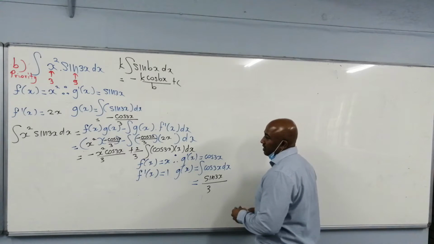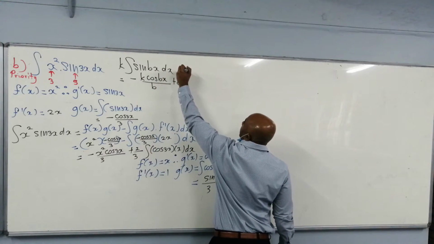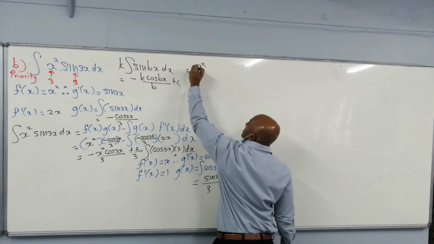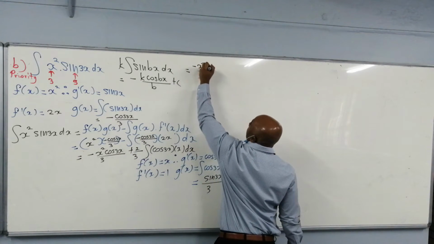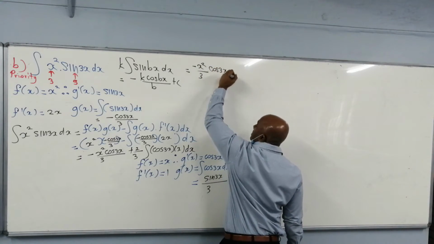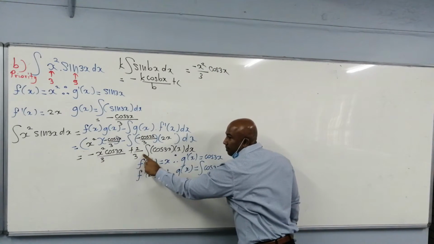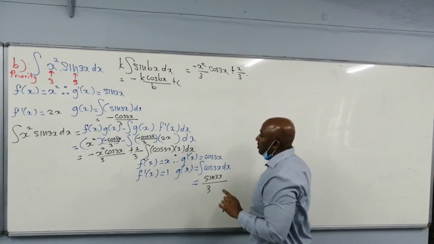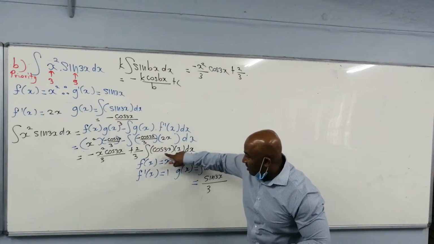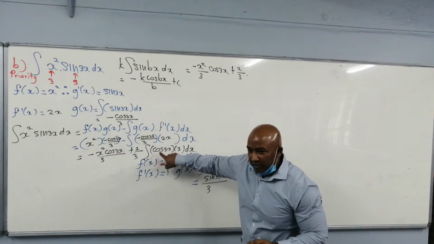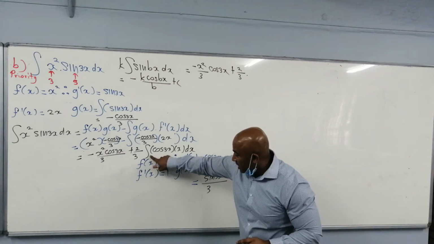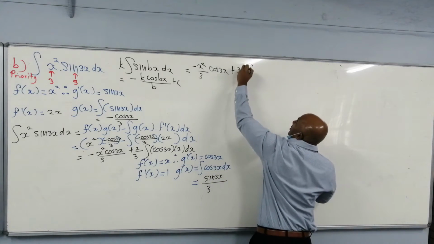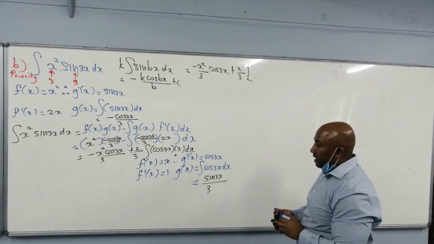So let's write that down. Therefore, now I'm copying all this down here. That's minus x squared over 3 cos 3x, so that's this part here, plus 2 over 3 times, now this is the part where I have to apply the formula now. Can you see that? This is the integral of cos 3x times x dx, open brackets, and apply the formula.